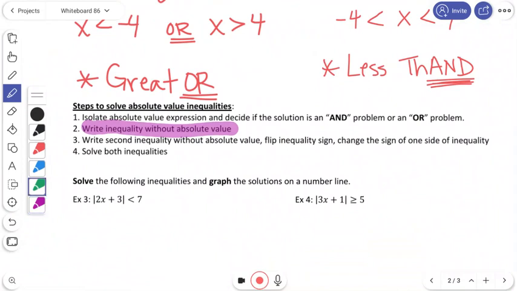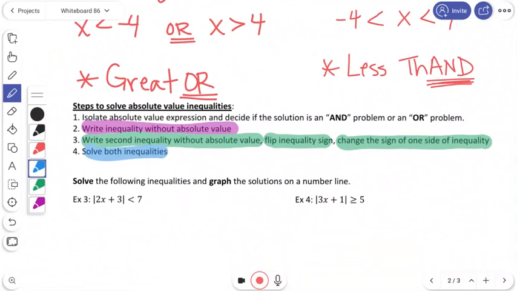Our third step is we're going to write our second inequality without our absolute value bars, but this time we have to flip our inequality sign and change the sign of one side. And then, of course, our last step is going to be solve both inequalities.